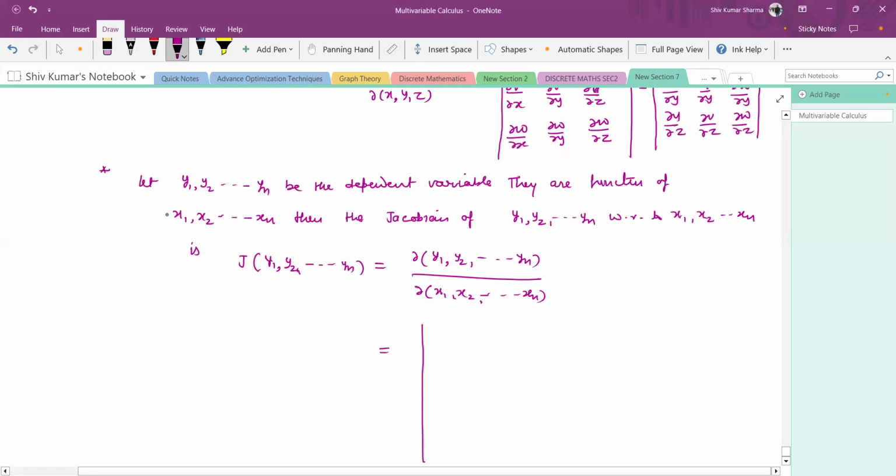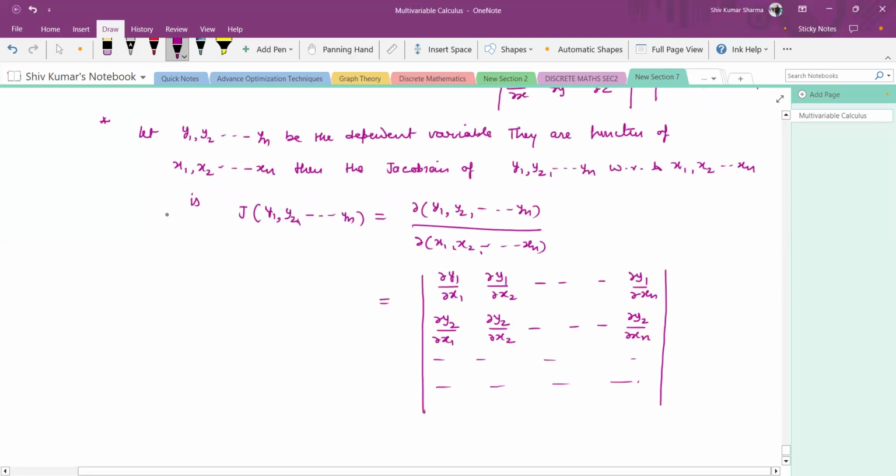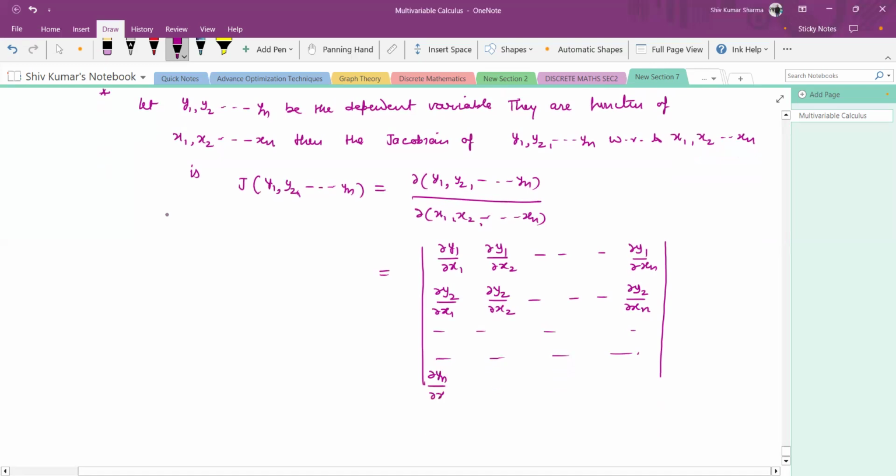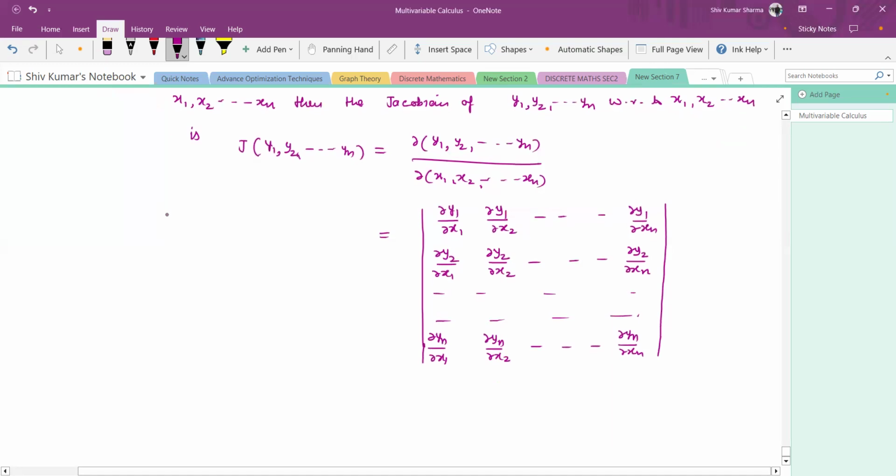It is equal to the determinant of: del y1 upon del x1, del y1 upon del x2, ..., del y1 upon del xn; del y2 upon del x1, del y2 upon del x2, ..., del y2 upon del xn; and the last row, del yn upon del x1, del yn upon del x2, ..., del yn upon del xn. So this is the general term. When we have n dependent variables and n independent variables, we make a determinant of n by n. Now we have some particular cases.